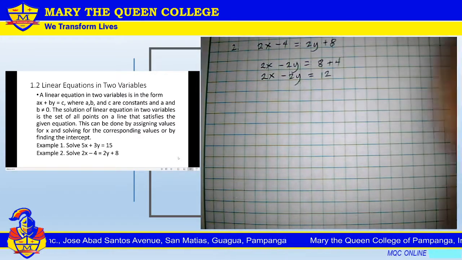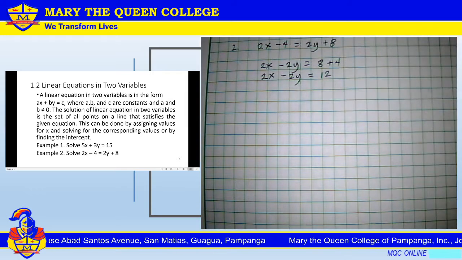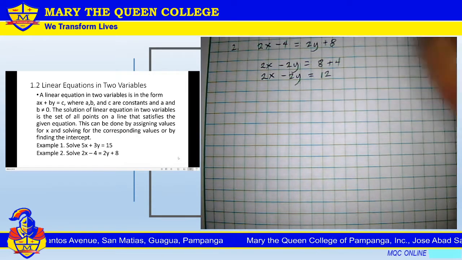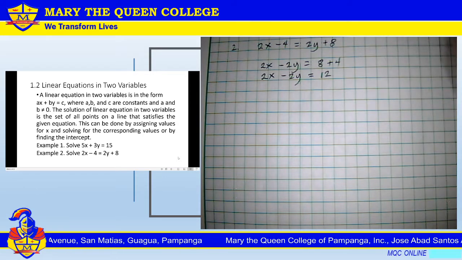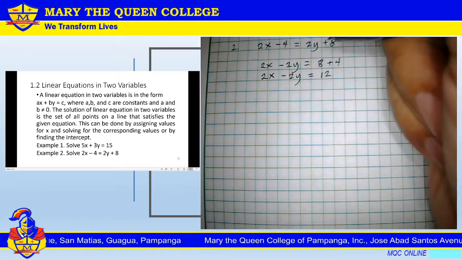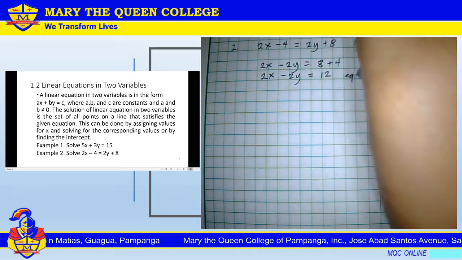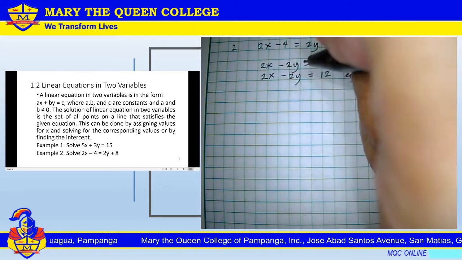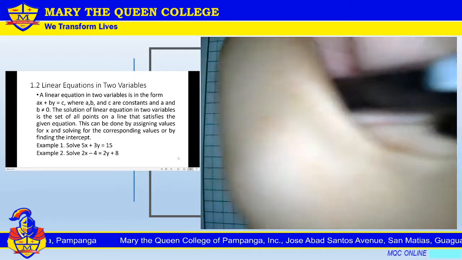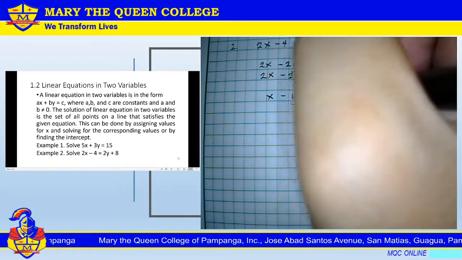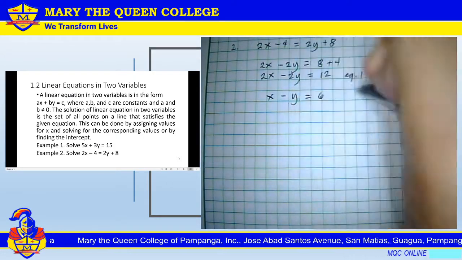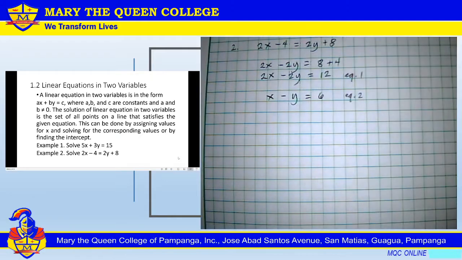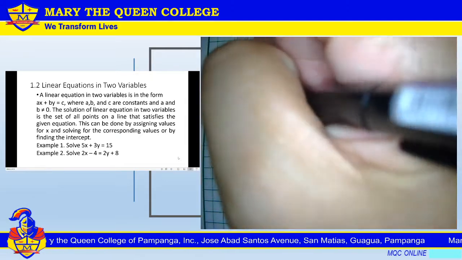Okay? Or we can simplify it by dividing the whole linear equation by 2 because all the terms are divisible by 2. So this would be equation 1. We can simplify it as x minus y is equal to 6. This would be our new equation.